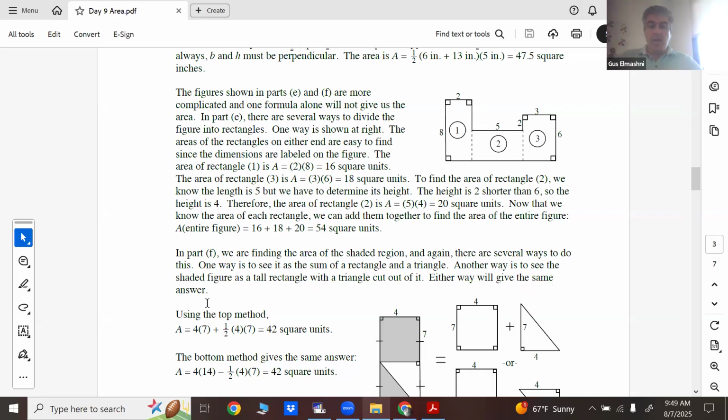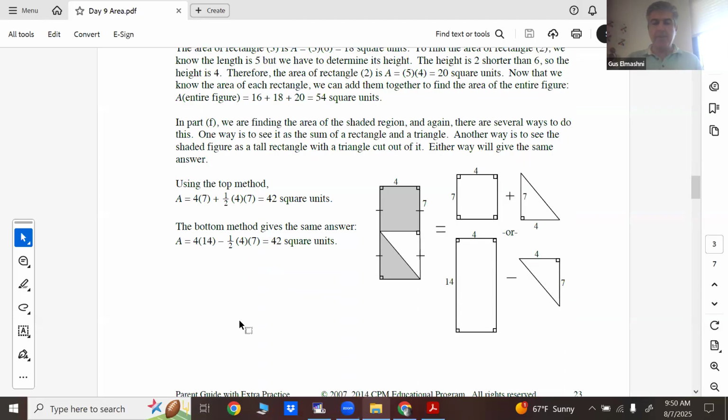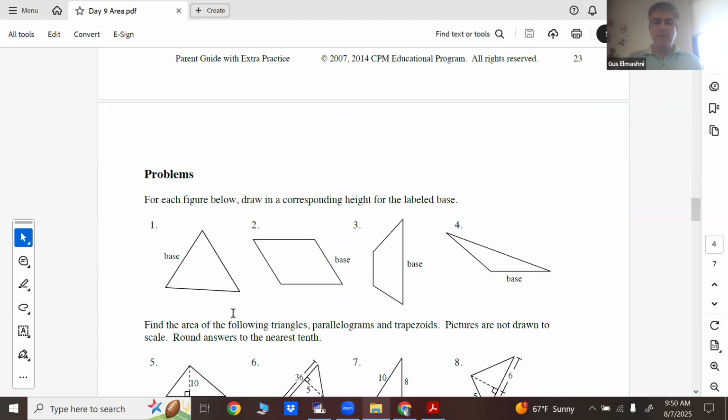Awesome, thanks so much. I'll read part F. Part F, we found the area of the shaded region. Again, there are several ways to do this. One is to see it as a rectangle and a triangle. Another way is to see the shaded figure as a tall rectangle with a triangle cut out of it. Either way will give the same answer. We see it right there, right? Okay, cool. So hopefully that all makes sense.